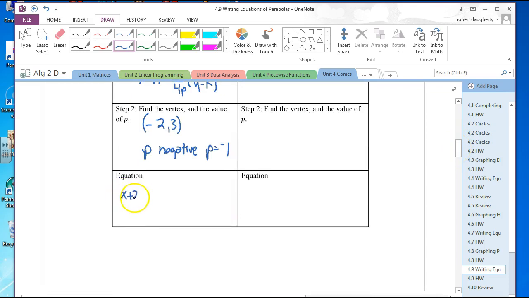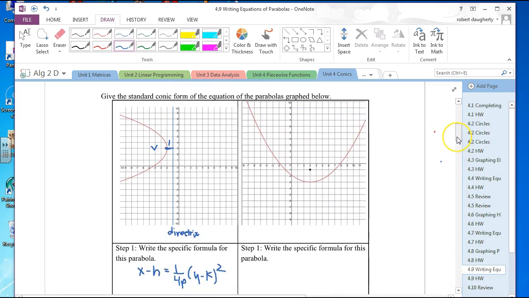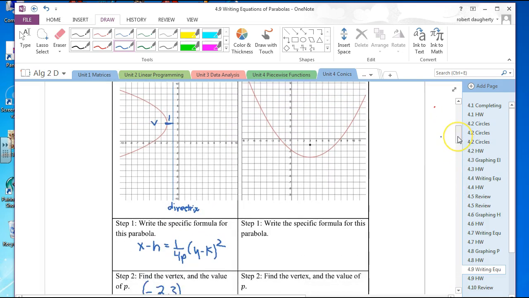Yeah, x plus 2 equals 1 over 4 times -1 times what? Y minus 3 squared. So this is x plus 2 equals -1/4 times y minus 3 squared. So let's look at the next one. What would be the specific formula that I'll use for this one?